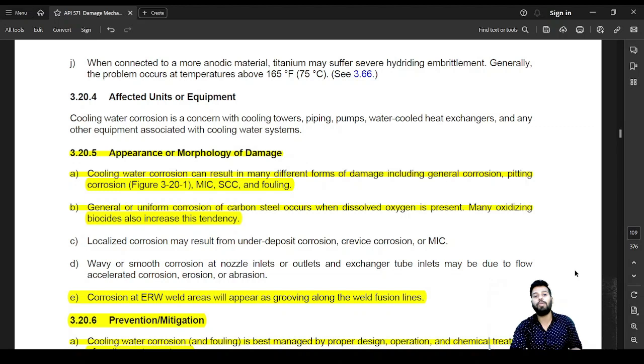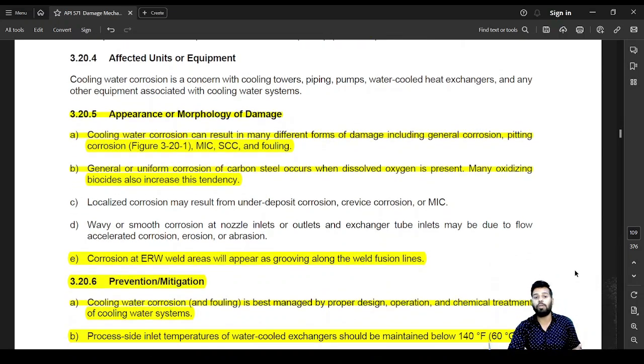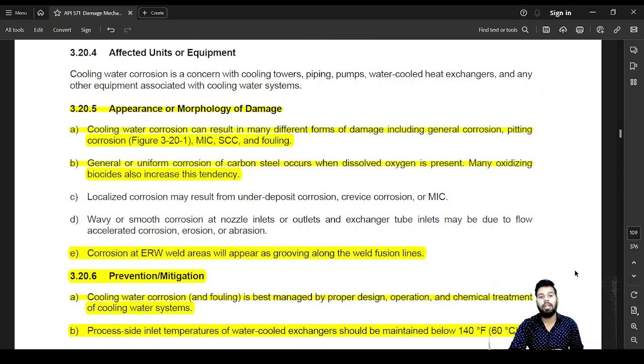When connected to more anodic material, the titanium may suffer severe hydriding embrittlement. Generally the problem occurs at temperatures above 75 degrees Celsius or 165 degrees Fahrenheit. Affected equipment: cooling water corrosion is a concern in cooling towers, piping, pumps, water cooled heat exchangers, and any other equipment associated with cooling water systems.